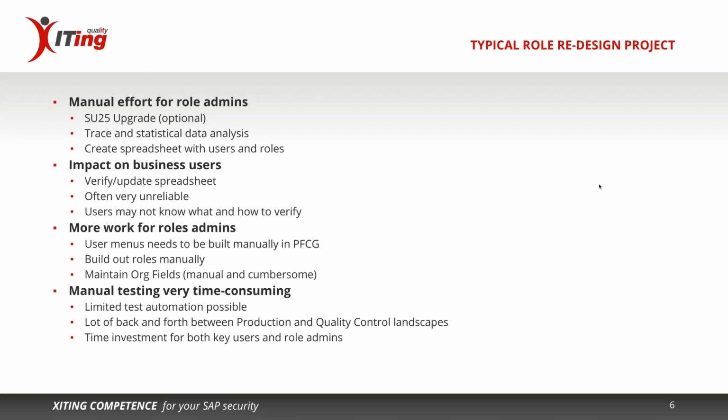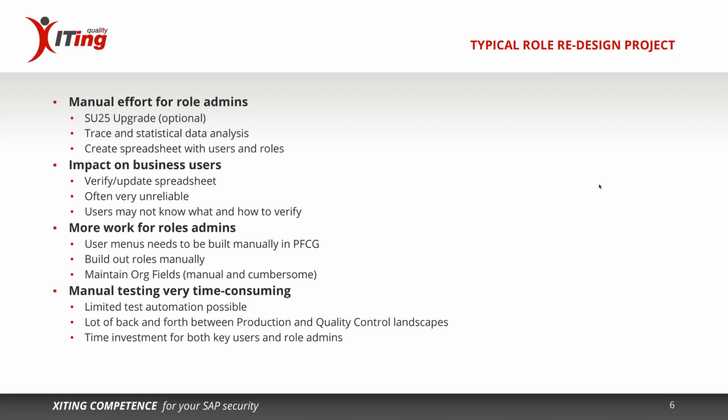So once you think you have your spreadsheet complete, you go into PFCG and you build those roles. That's again a manual task that you need to go through, and you need to build out those roles, and you hopefully do that based on a solid SU24, but very often you don't have that solid SU24, so you add your T-codes and authorization objects very often manually, which leads to further issues down the road. You maintain your org fields. You may set up derived roles if you have a lot of roles that only differ by org fields.